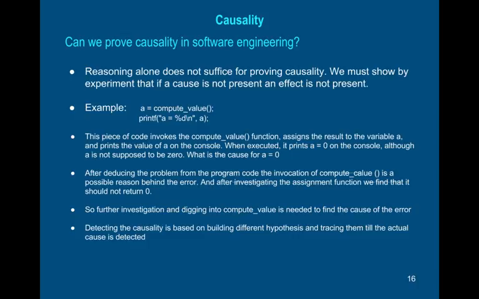Now we know that we have an error in our hands. So after deducing the problem from the program code, the invocation of compute value is a possible reason behind the error. And after investigating the assignment, we find that it should not return 0. So that means compute value returns the wrong return value, so we need to dig more into compute value to find the cause of the error. So detecting the causality is based on building different hypotheses and tracing them till the actual cause is detected.